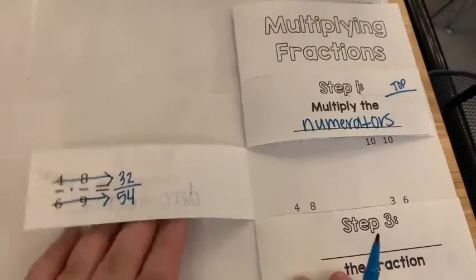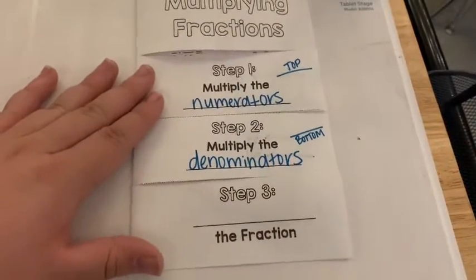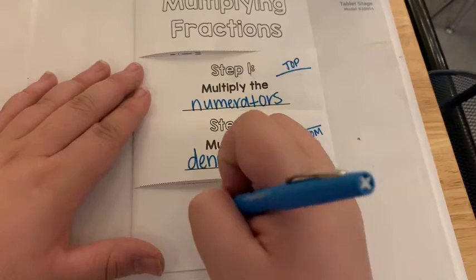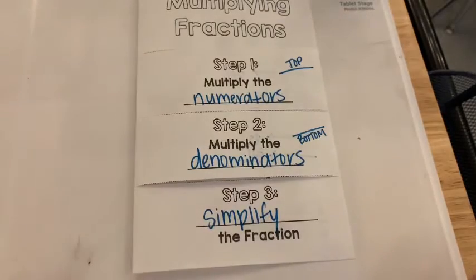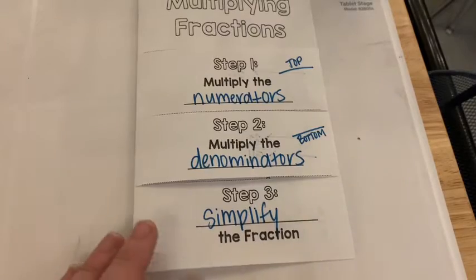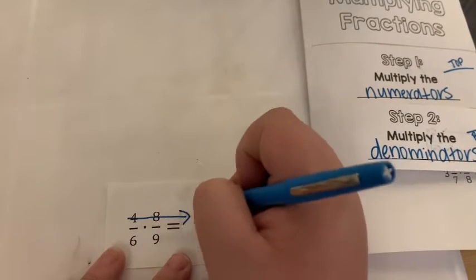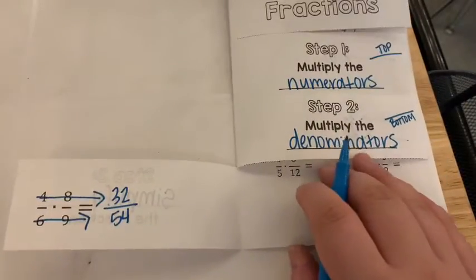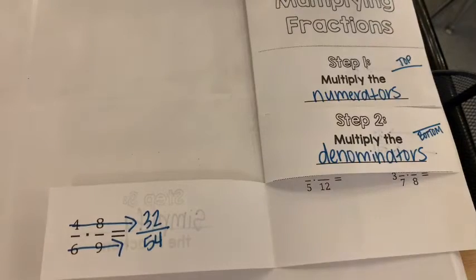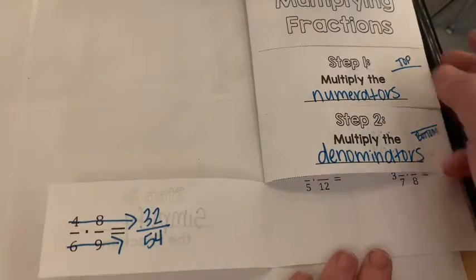So our last step is going to be to simplify, or reduce, because we know simplify and reduce are the same thing. We ended up with 32 over 54. You just multiply straight across. You may hear it said like that, because some people like to say you just multiply straight across. That means you multiply the top times the top and the bottom times the bottom. And then all you have to do is simplify your answer if you can.